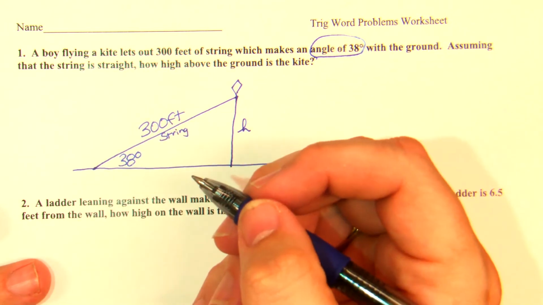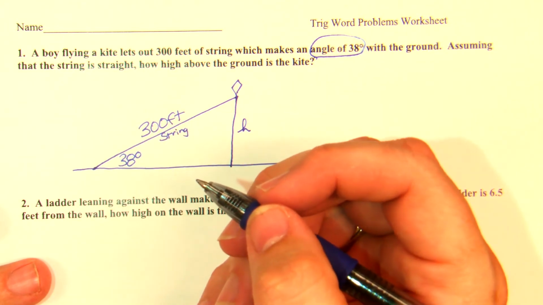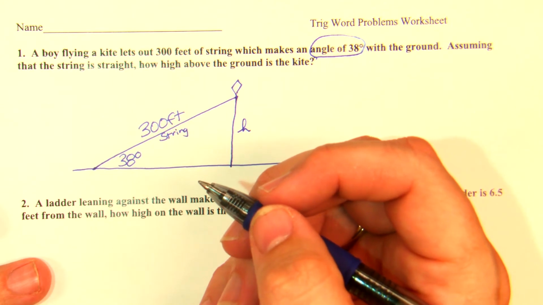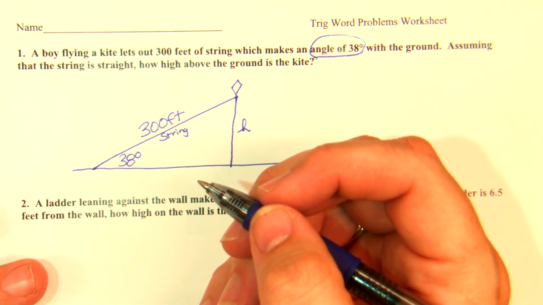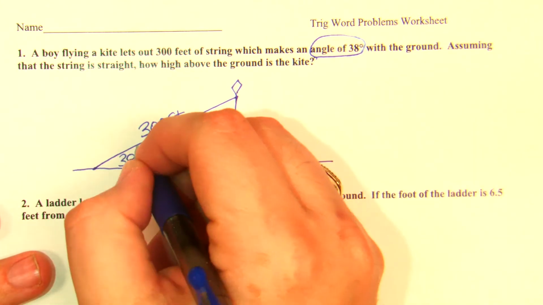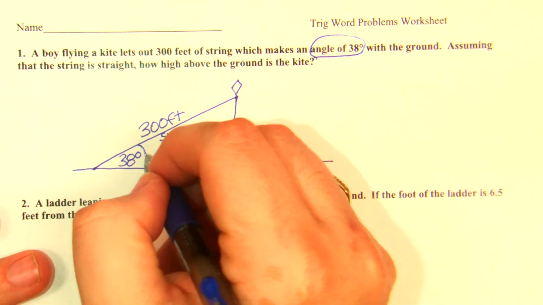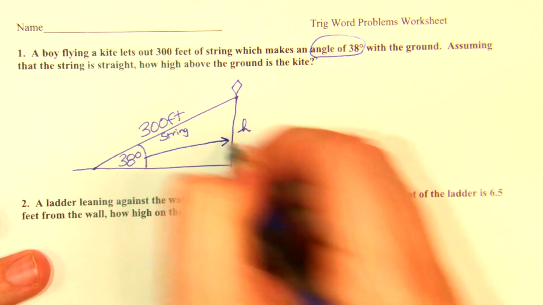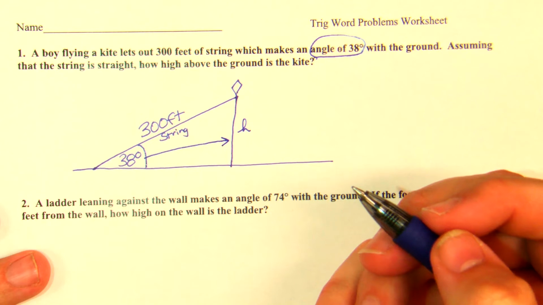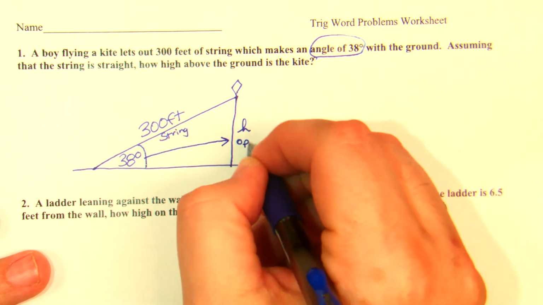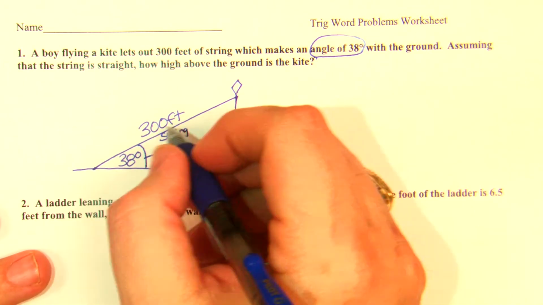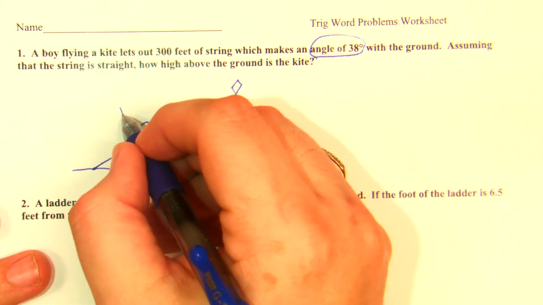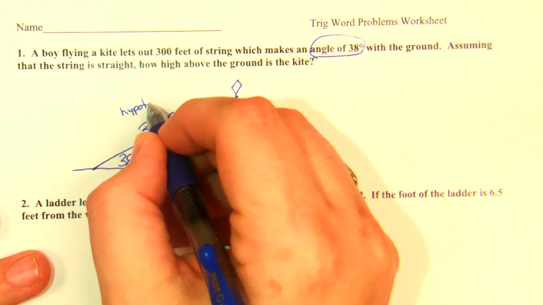Now, for trig problems, you must draw the picture. So instead of playing on the calculators, you should be following along and paying attention and drawing the pictures. Once we do that, we set it up. All right, what side do we have here for the height? That's your opposite side. The string represents which side? The hypotenuse.